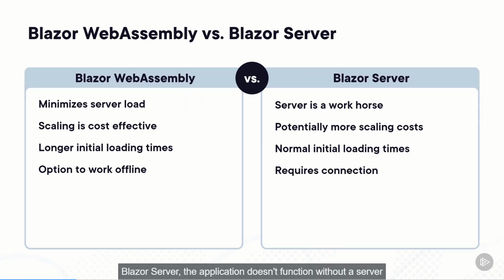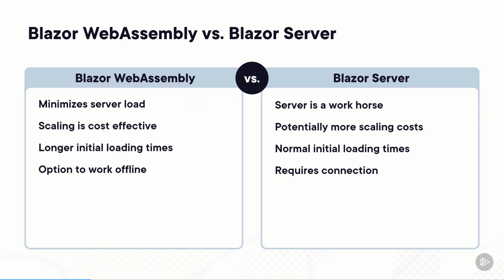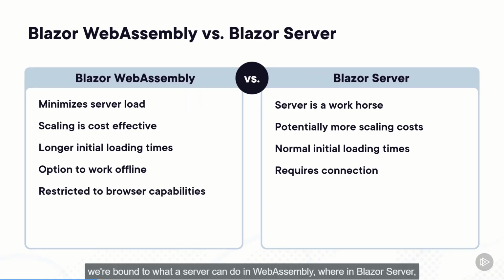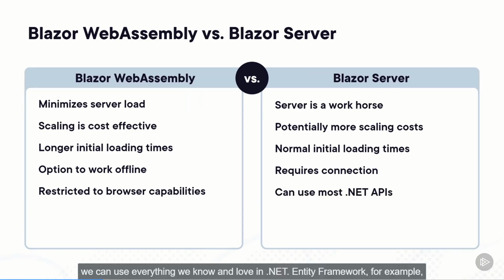For Blazor Server, the application doesn't function without a server connection. And that's also a vulnerability. If somehow the permanent connection cannot be kept stable, it could lead to unexpected behavior. And finally, we're bound to what the server can do. In WebAssembly, where in Blazor Server we can use everything we know and love in .NET.